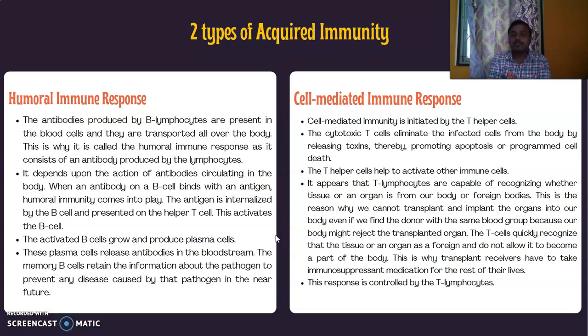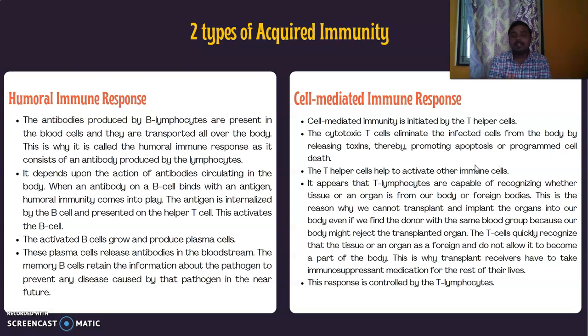This is the reason why we cannot transplant organs into our body even if we find a donor with the same blood group, because our body might reject the transplanted organ. The T cells quickly recognize the tissue or organ as foreign and do not allow it, so it can't become a part of our body. To avoid this, the transplant receivers have to take immunosuppressant medication for the rest of their lives, because this medication will slow down or inhibit the activity of T lymphocytes against the transplanted organ. This response is controlled by the T lymphocytes.